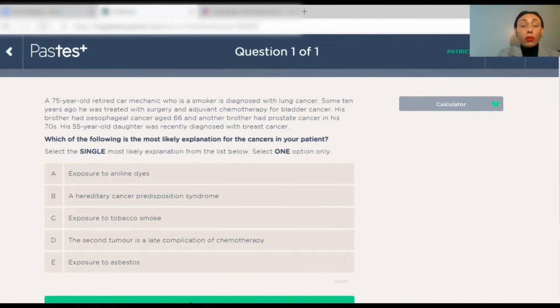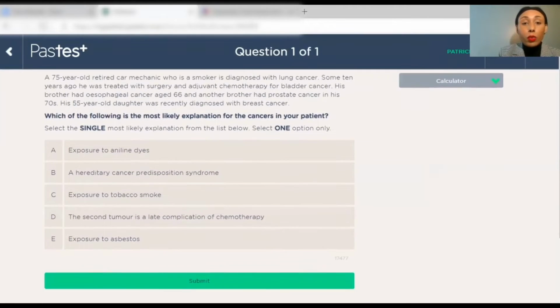Some 10 years ago, he was treated with surgery and adjuvant chemotherapy for bladder cancer. His brother had esophageal cancer aged 66, and another brother had prostate cancer in his 70s. His 55-year-old daughter was recently diagnosed with breast cancer. So which of the following is the most likely explanation for the cancers in your patient?